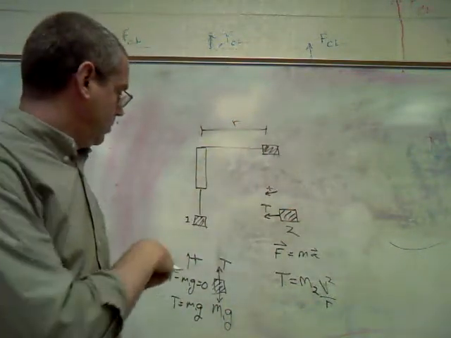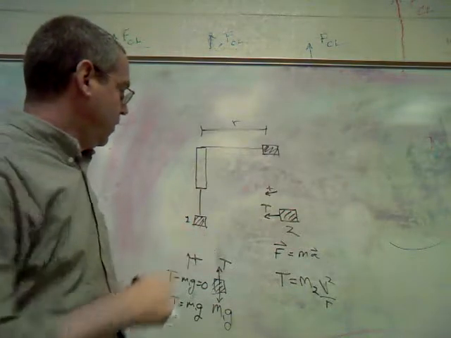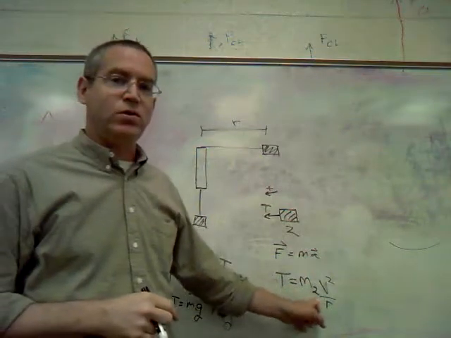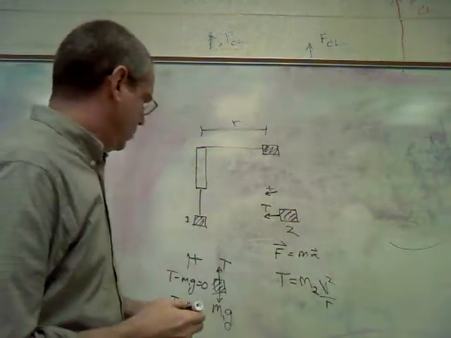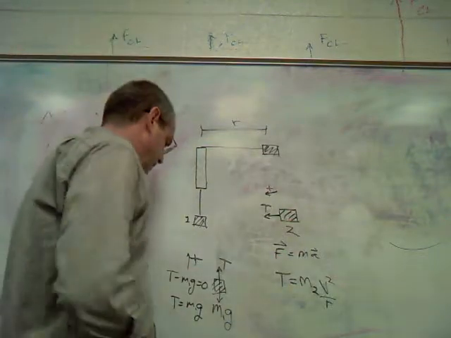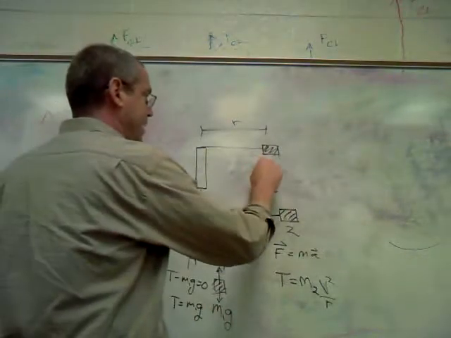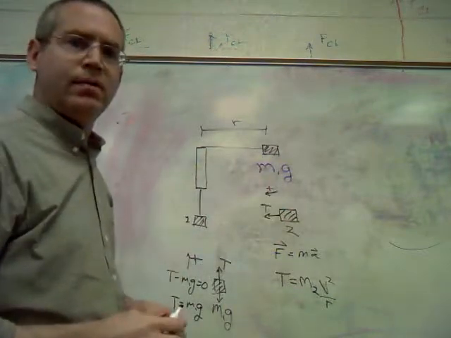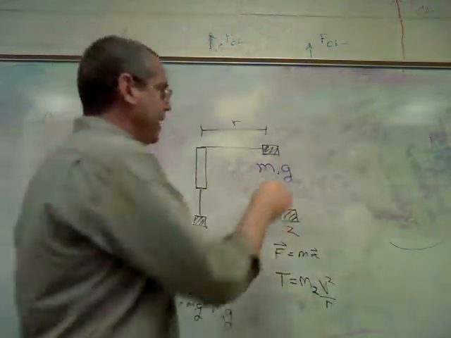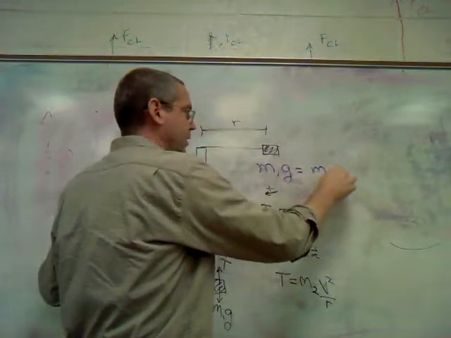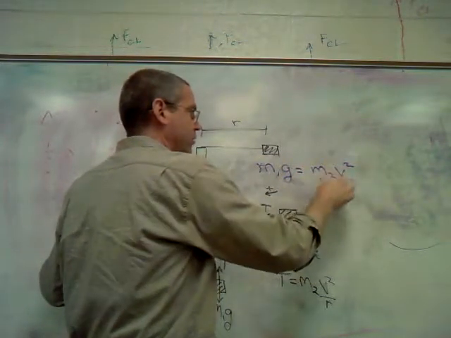And so at this point, from this one I know the tension is equal to its weight. From this one I know the tension is equal to mass 2 times v squared over r. And so I then just equate the two. If I'm assuming the tension is the same, then I end up with this grand formula here, that the weight acting on the bottom mass, m1g, is equal to m2 v squared over r.